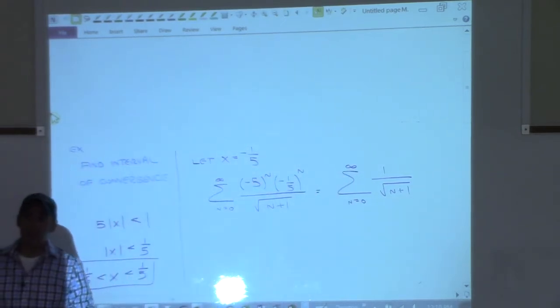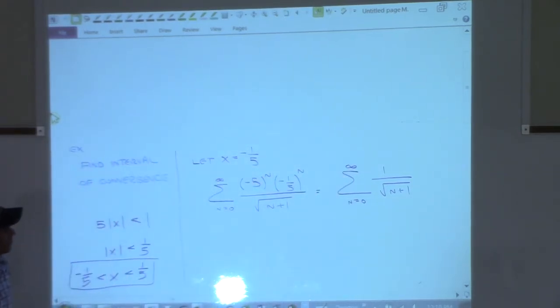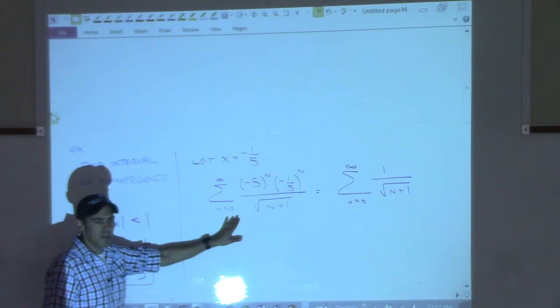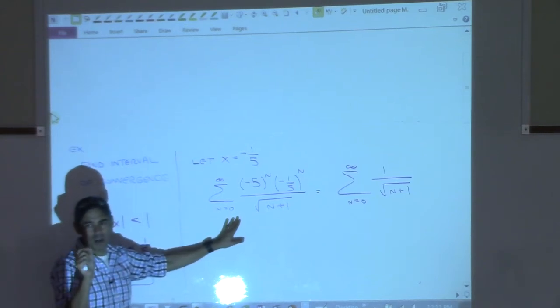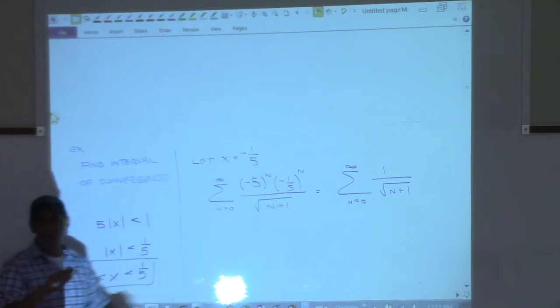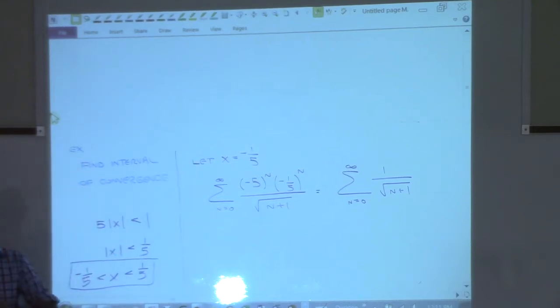Okay, yes? N equals 0 or 1? 0. Was it 1 on the original one? It's all right. I mean, if you start a sum at n equals 0 or 1, you're only talking about one term difference, right? So convergence and divergence can never be determined by a single term.